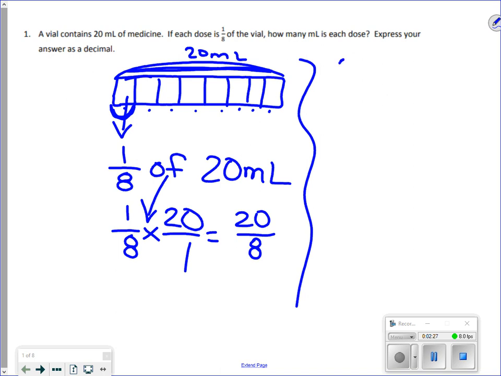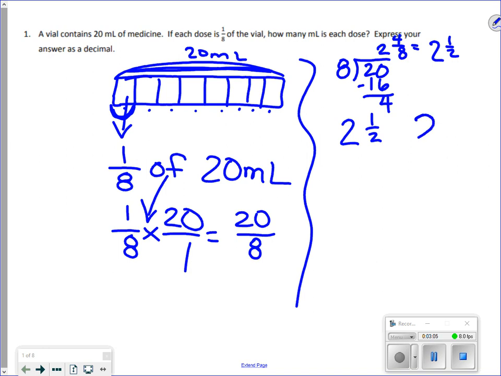And I can go ahead and divide 8 into 20. And that would be 2, 16, and 4. 2 and 4 eighths, which simplifies down to 2 and 1/2. Express your answer as a decimal. So 2 and 1/2. If I have a whole number, that goes where? In front of the decimal. That's a whole number.